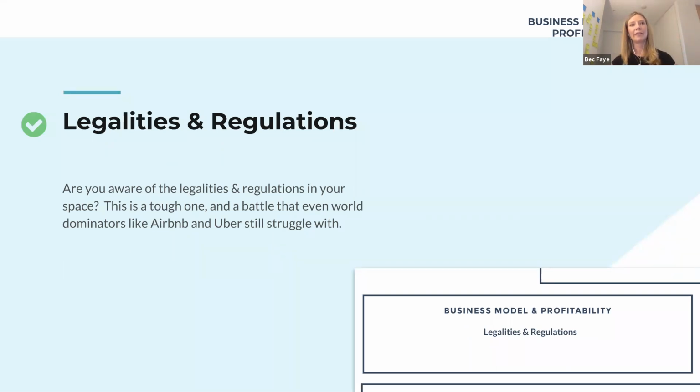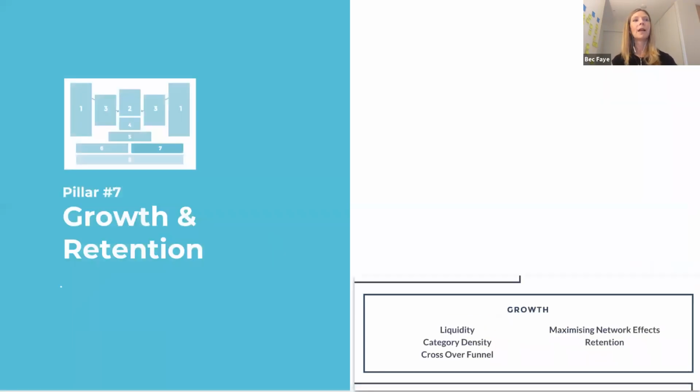Legalities and regulations, and this is obviously a big one and quite a tough one, and we know that even the world dominators like Airbnb and Uber still struggle with this, but it's something that you need to be aware of. Pillar number 7, your growth and retention.